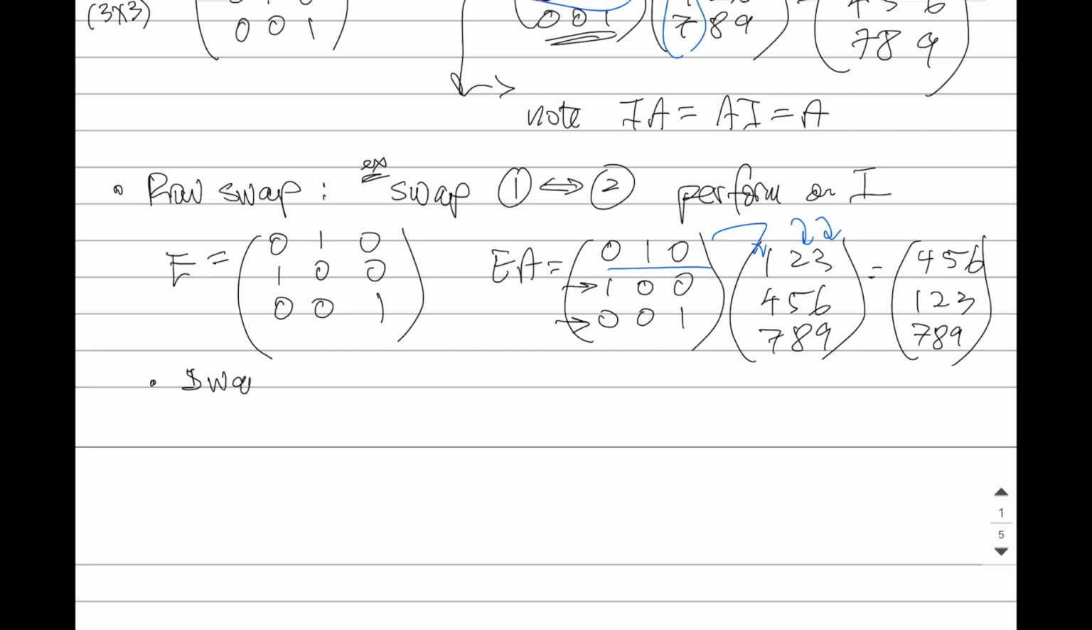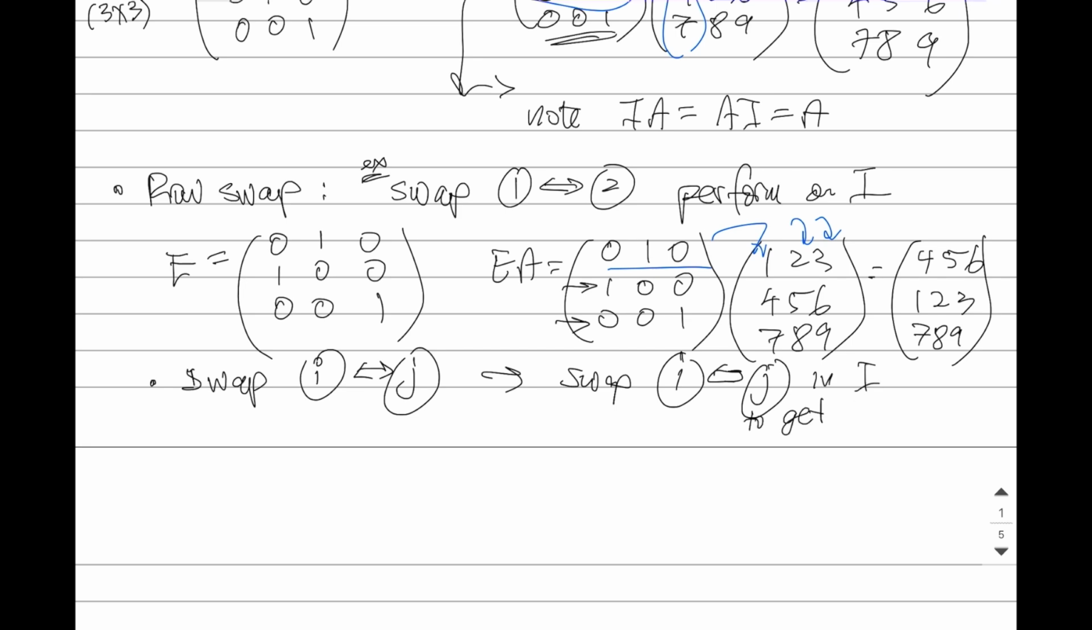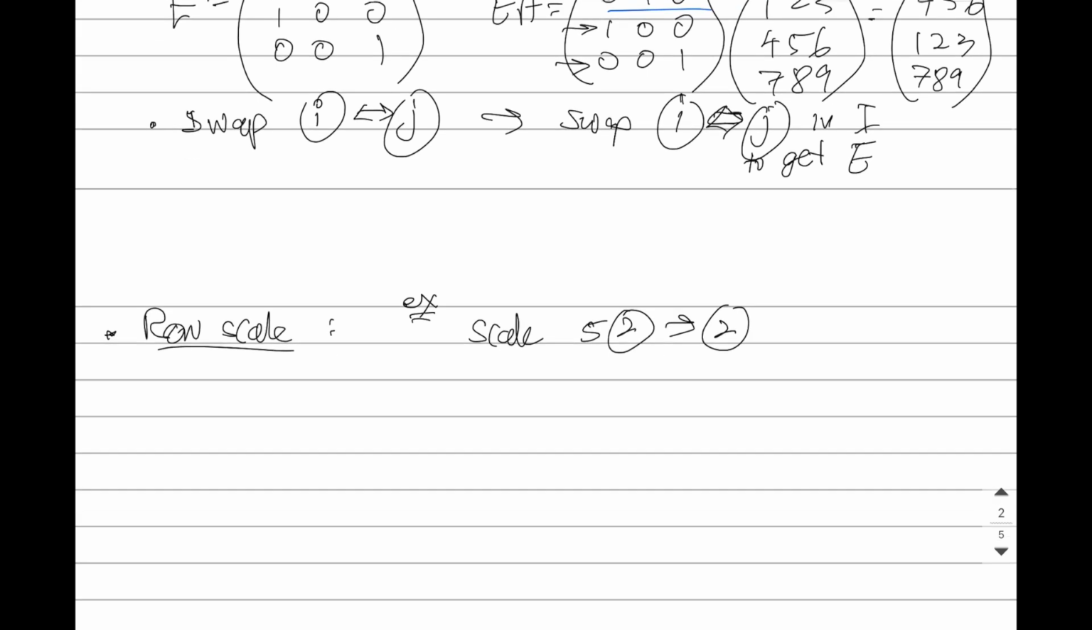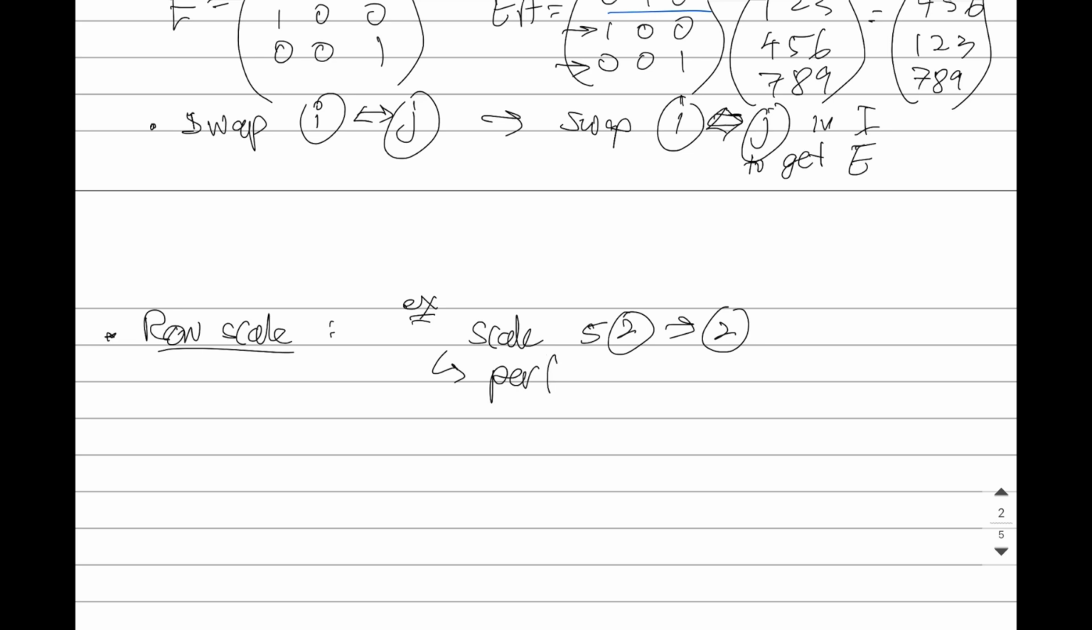So in general, if you want to swap rows I and J, what you're going to do is just swap I and J in the identity to get your elementary matrix. So the row swap matrix is pretty straightforward. Same thing with the row scale. For example, let's say I want to scale the second row by 5 and turn this into the new second row. So I have to perform this operation on the identity to get the elementary matrix that I want.